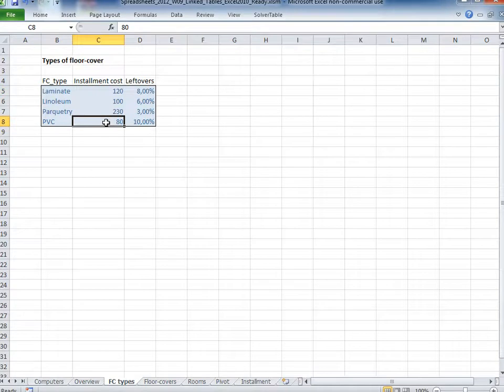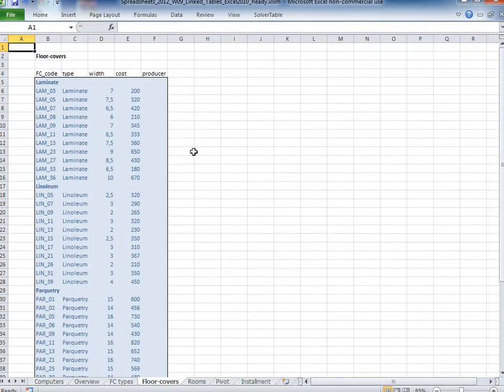cost as well. And then we have leftovers, which means that if we install the floor cover, we cut away some corners, some sides, there's on average an 8% leftover rate for laminate and 6% rate for linoleum. This is our first table.